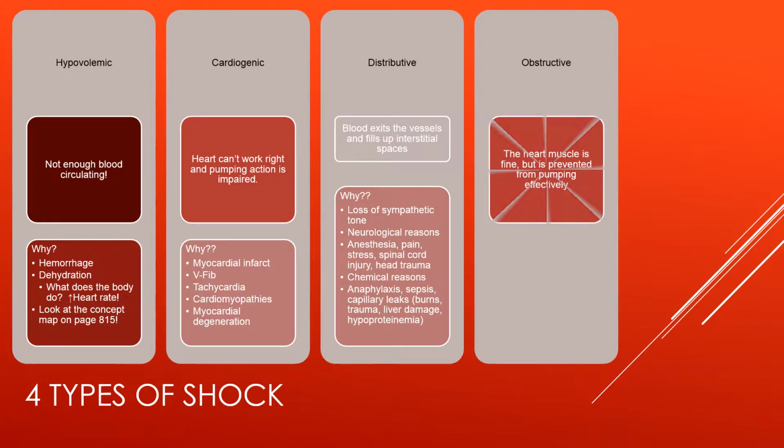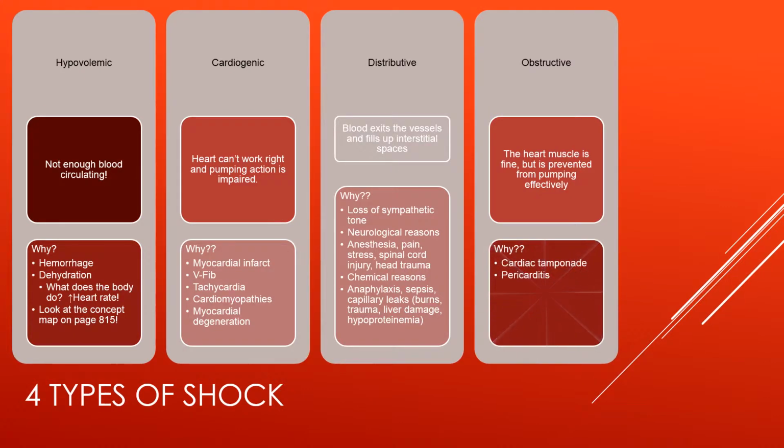And in obstructive, the heart muscle is fine, but it is prevented from pumping effectively. Why? Is it due to cardiac tamponade or pericarditis?